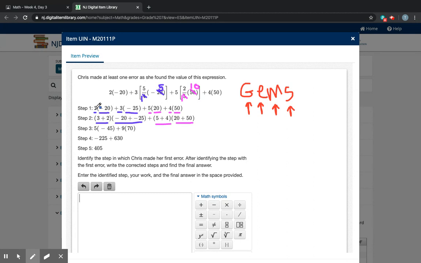So negative 20 times 2 is negative 40. 3 times negative 25 is negative 75. Then we have 5 times 20. And 4 times 50, which is 200.